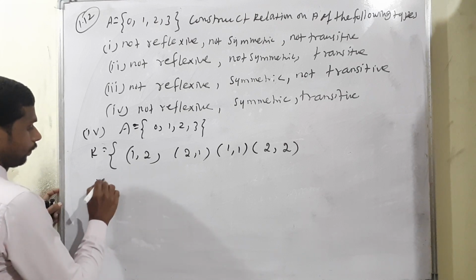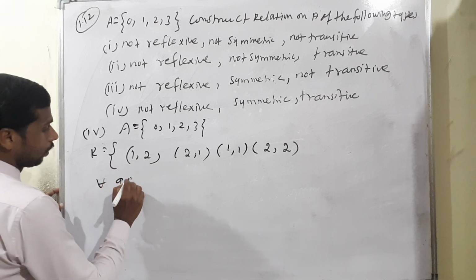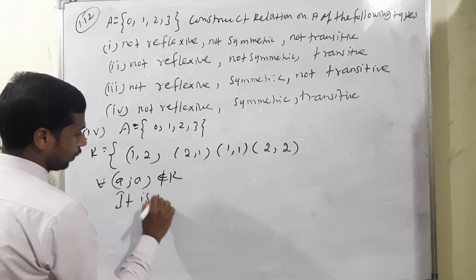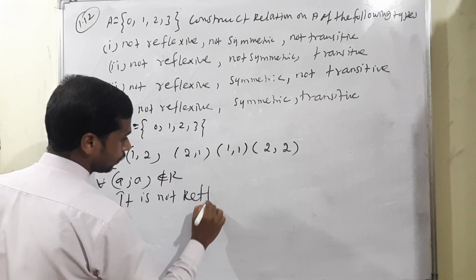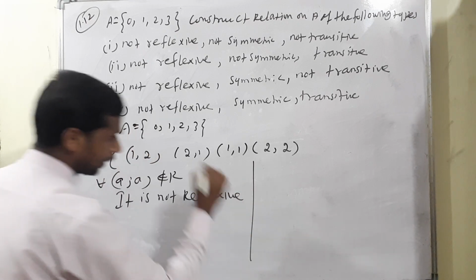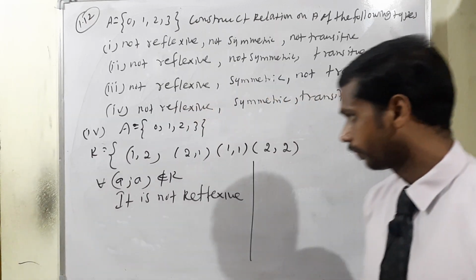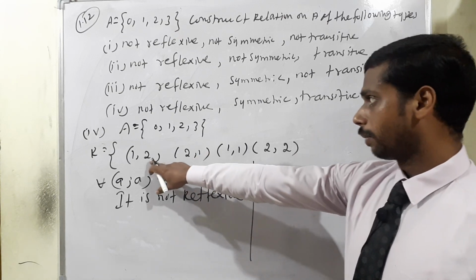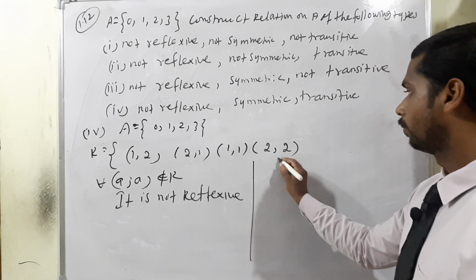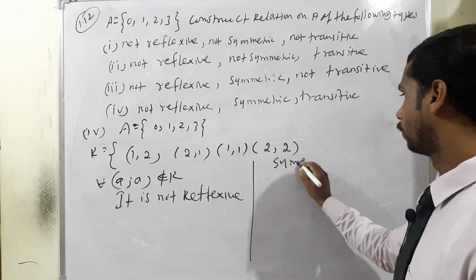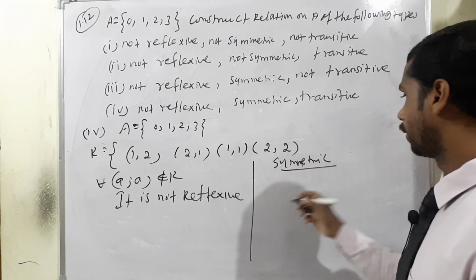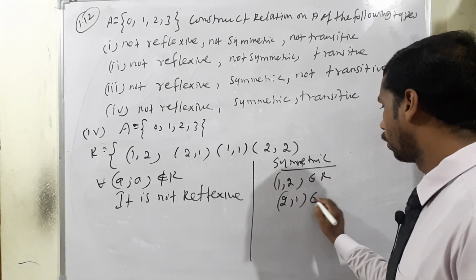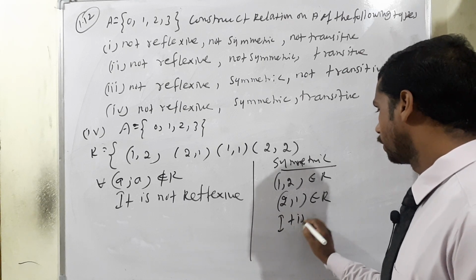Therefore, first one, listen very carefully. First we can write it: for all A comma A it does not belong to R, it is not reflexive. The second case, listen carefully. Symmetric means 1 comma 2 is there, 2 comma 1 also is there. So symmetric means 1 comma 2 belongs to R, then 2 comma 1 also belongs to R. Therefore, it is symmetric.